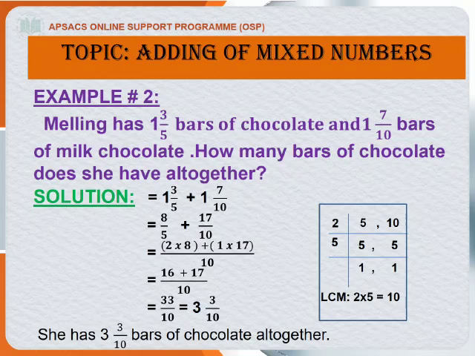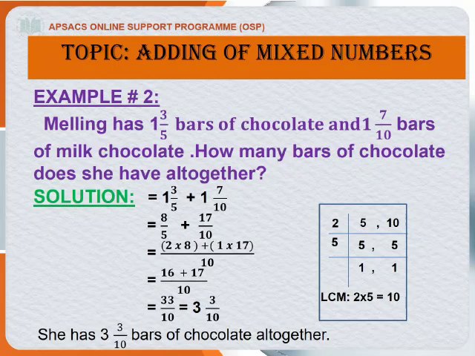Change the mixed numbers into improper fractions. 5 ones are 5 plus 3, 8 out of 5. 10 ones are 10 plus 7, 17 out of 10. Now check the denominator. Both denominators are different. So by the LCM method we will make the denominator the same.